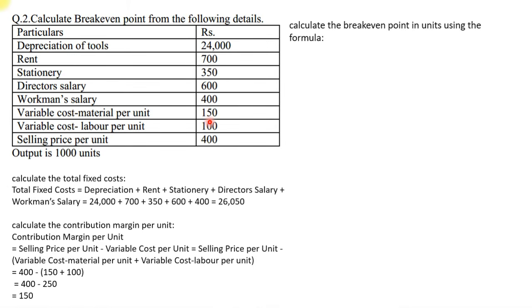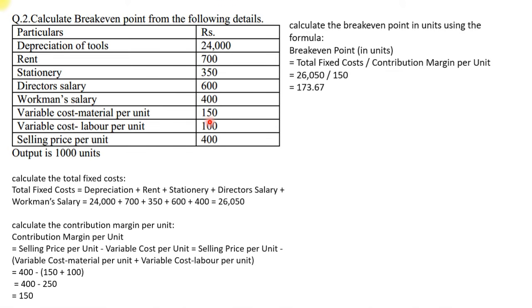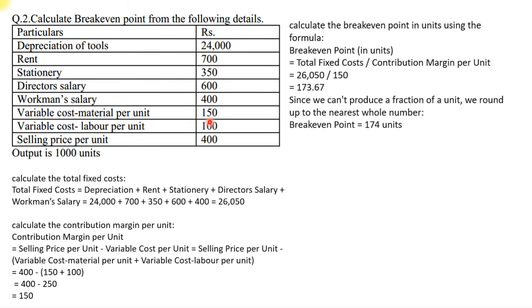So we have got a fixed cost, we have got a contribution per unit. Now calculate the break-even point in units using the formula. The break-even point in units formula is fixed cost divided by contribution per unit. Fixed cost was 26,050 upon 150. When you divide, we get 173.64. Since we can't produce a fraction of a unit, we round up to the nearest whole number. Therefore, the break-even point for the company is 174 units.